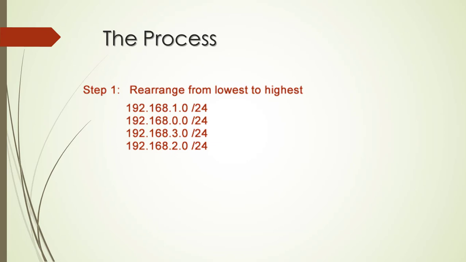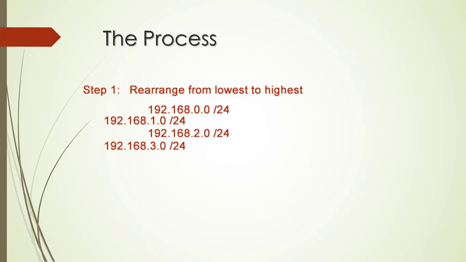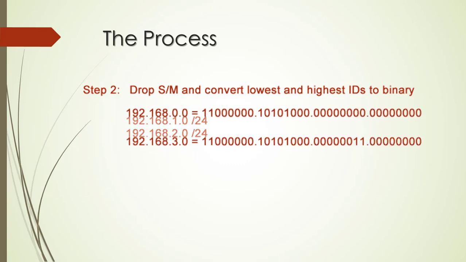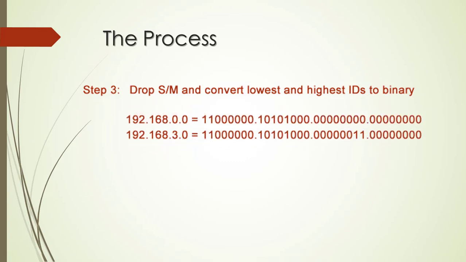So now let's take a quick look at the process we use to calculate our supernet ID and its corresponding subnet mask. First, we need to find the lowest subnet in our range, and then we need to locate the highest subnet in our range. We can either rearrange them or just pick them out. Once we have those discovered, then we want to compare the lowest to the highest, and we need to convert those both into the binary representation. Now what we're doing is finding where the bits are in common across the two.